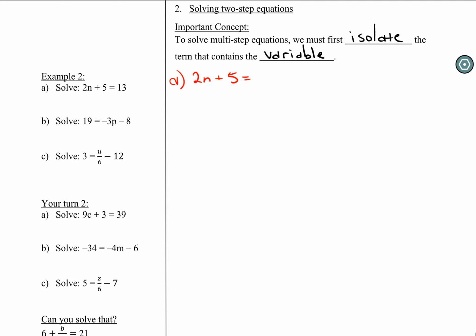2n plus 5 is equal to 13. Now when I do multi-step equations, I usually like to just draw this line here so that I can see that I have two sides of my equation, so I can remember that I'm doing two operations here. So the first thing I'm going to do is get rid of this plus 5, because I want to get rid of the term that's next to the variable. I want the variable term to be by itself so I can just deal with that. So subtract 5 on both sides. That leaves me with 2n is equal to 13 minus 5 is 8. And now I can divide by 2 and get an answer of n is equal to 4.